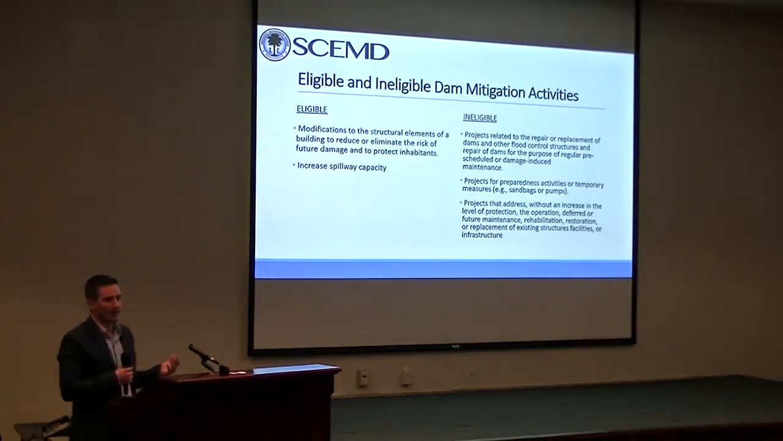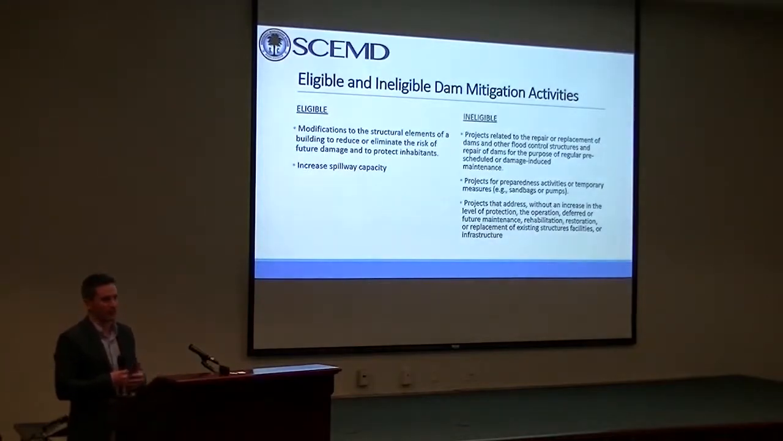So here are some typical eligible and ineligible activities, just what we've seen in the past. This is not a comprehensive list, just based on what we've seen historically. What we typically are able to fund as eligible are modifications to structural elements that will reduce future damages. By that, we mean modifications that are not repairs. This is strictly reinforcing the current infrastructure that's there.